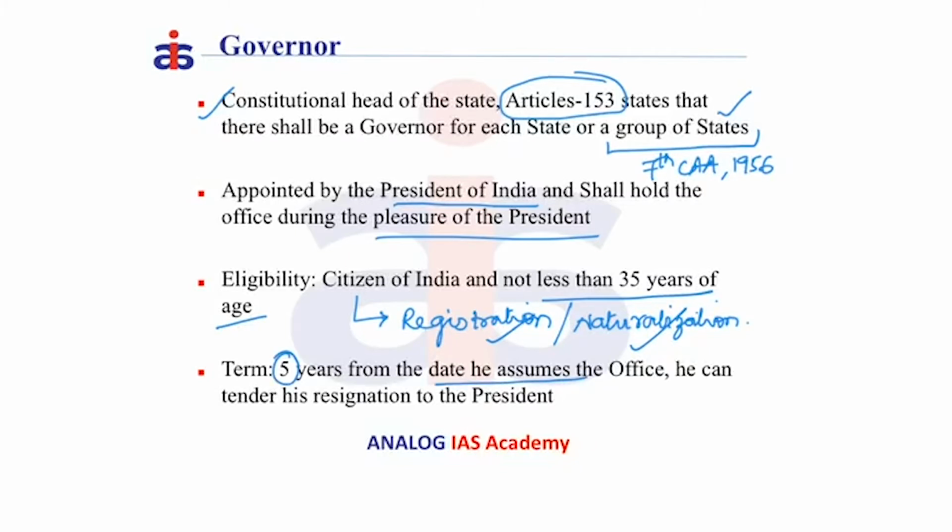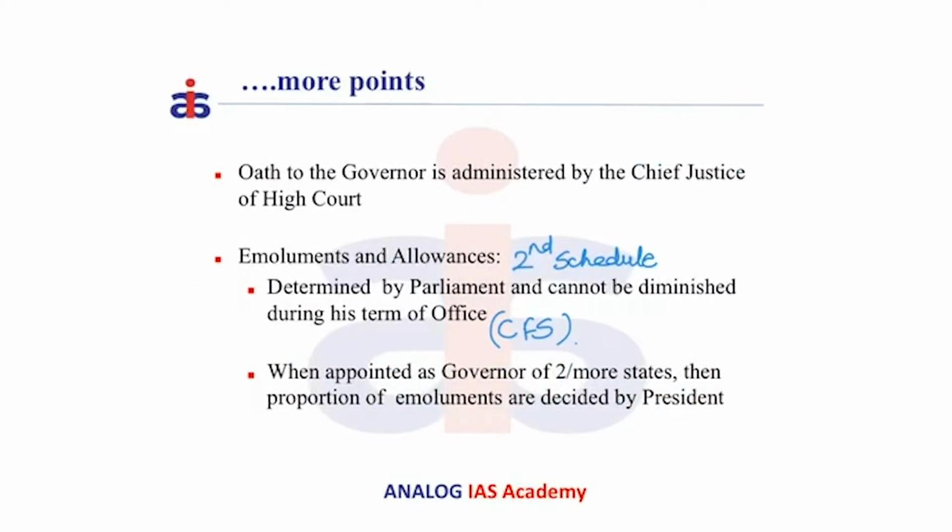He can also tender his resignation to the President. The President can even remove the governor before the term of 5 years expires. The oath to the governor is administered by the Chief Justice of a High Court, or in his absence, the senior-most judge of the High Court.